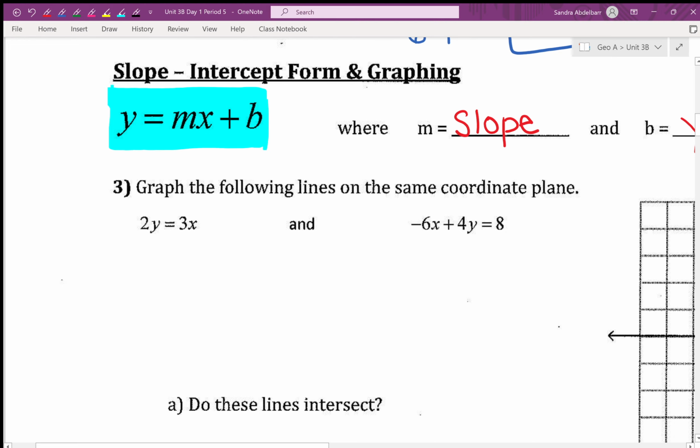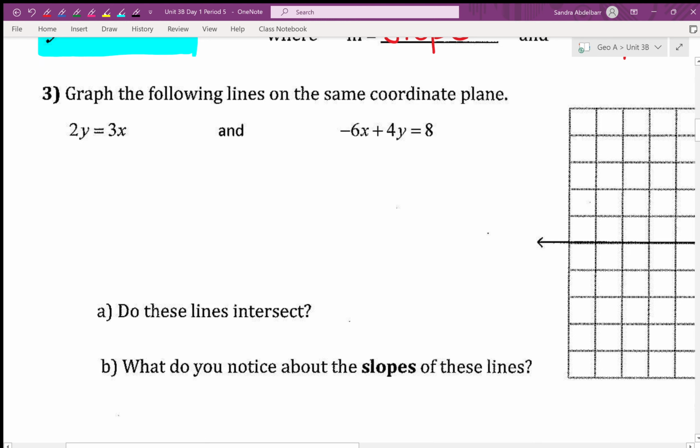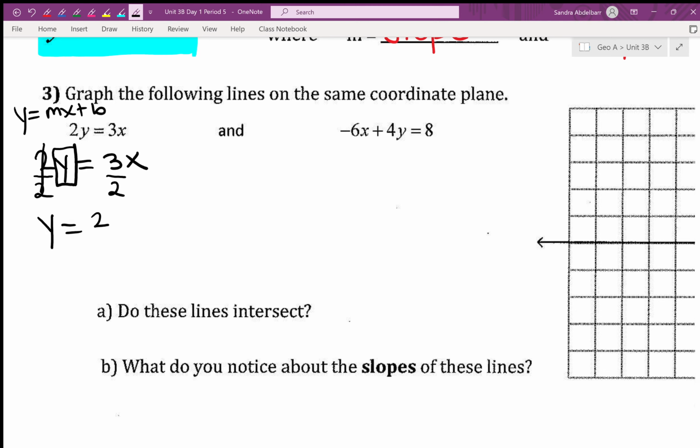Okay, so now when we want to graph an equation of a line, we want to make sure before we try to graph it that it looks like y equals mx plus b. How do we make it look like that? We need to get y all by itself. So when I give you 2y equals 3x, does that look like y equals mx plus b? No, we need to get y by itself. How do we get y by itself? Divide by 2, you got it. So this is going to become y equals 3 halves x.